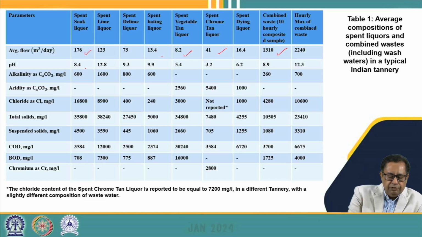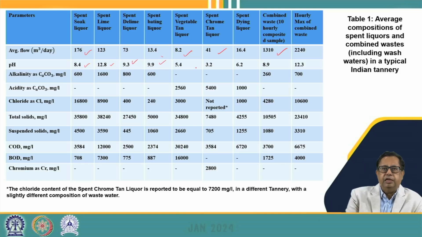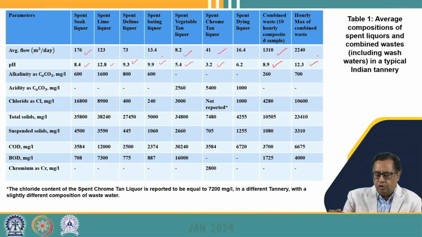So the pH, again we see that pH is high during the initial processes where we are using a lot of lime, and later on when we go for the tanning processes, in that case the pH may reduce because of the organic acids or other salts that we add in the tanning process. And if we talk of the composite sample, in that case the pH is more or less alkaline, around nearly 8.9, and this pH value may go to an hourly maximum of nearly 12.3.